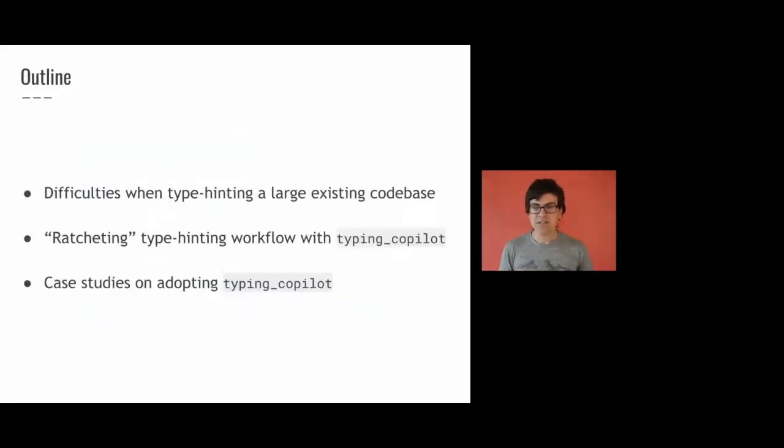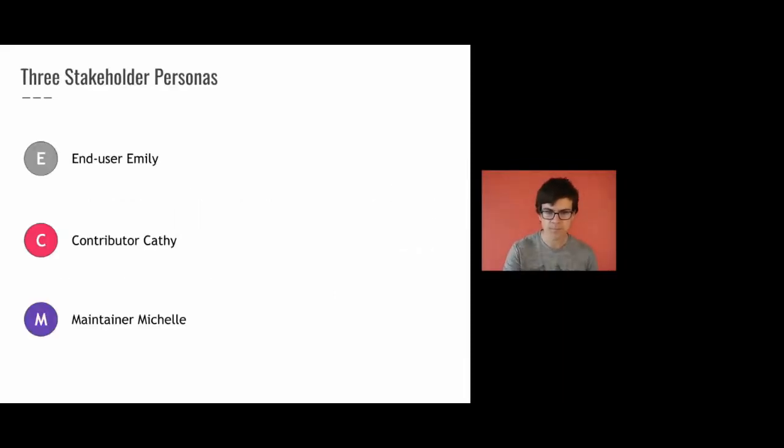So this is the general outline of the talk we're going to be giving. I want to start with what the difficulties are when you're adding type hinting to an existing code base, and these are the hesitations I had before adding typing to ArviZ. And I want to think about this from 3 different points of view. Essentially, these are the stakeholders in your project, especially an open source project, and who you're thinking about as a maintainer when you're making changes.